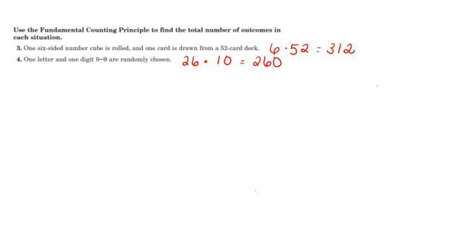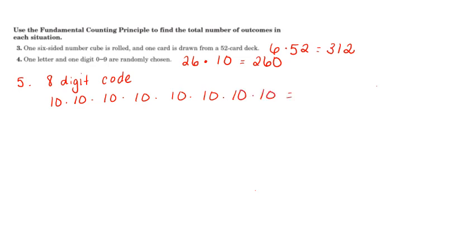And I wanted to add one more. I guess we'll call this 5. What if I wanted to do an 8-digit code? How many different codes can I make if I make my code an 8-digit code? So not an 8-letter code. If it was an 8-letter code, then I would multiply 26 by itself 8 times. But for an 8-digit code, there are 10 digits, so I'm going to do 10 times 10 times 10 times 10 times 10 times 10 times 10 times 10. Or you can even write that as 10 to the 8th because I multiplied 10 eight times.